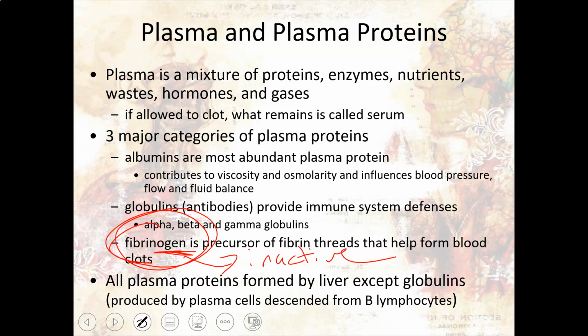These plasma proteins will be formed by the liver, except for the parts that are parts of your immune system, the globulins. We'll talk about that whole plasma cell and B cell thing later.